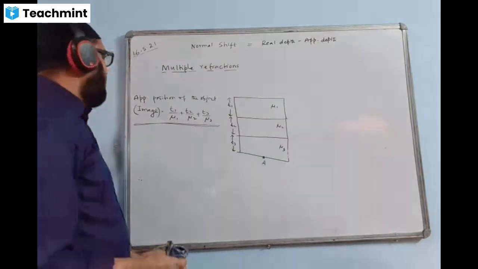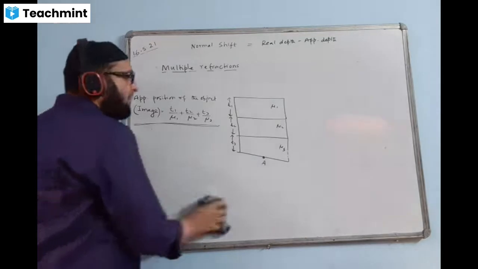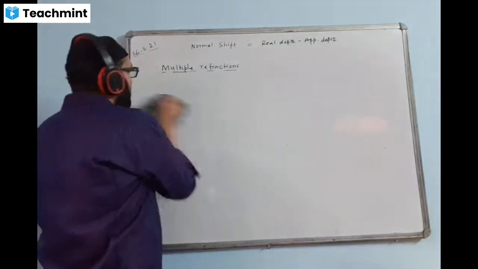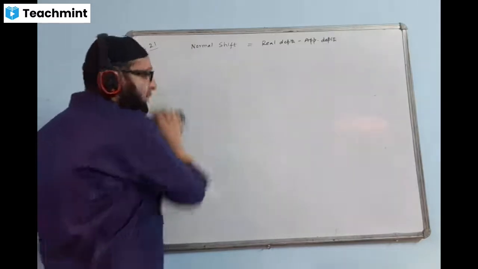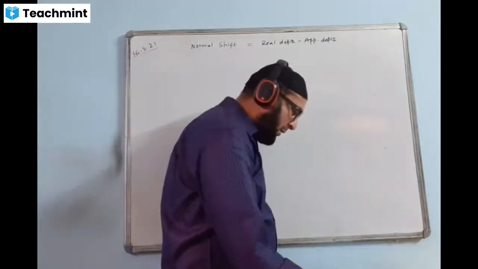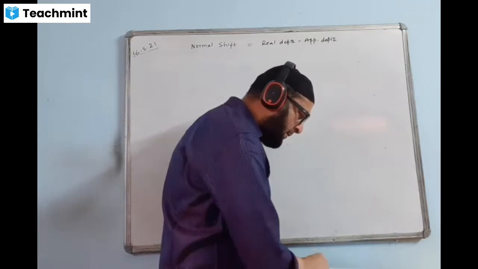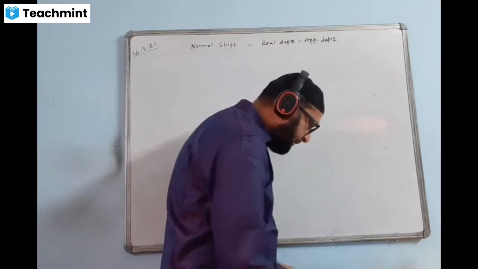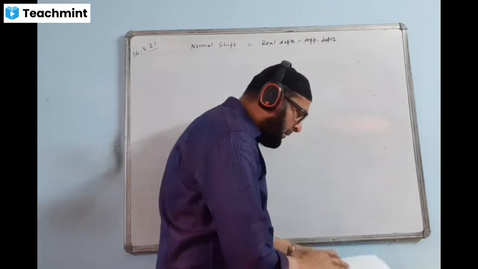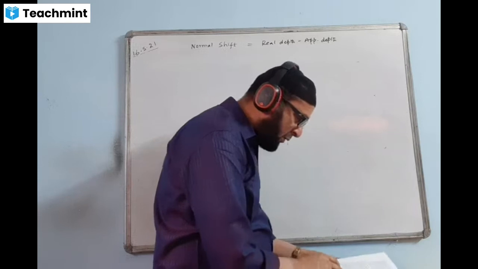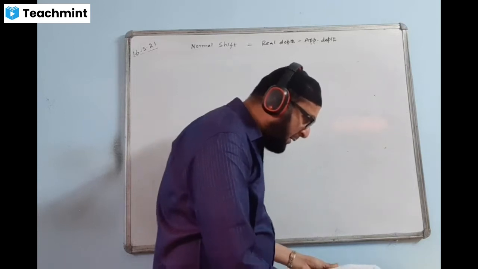Okay. Now, the theory part of this chapter is over. We have to do some problems on real depth and apparent depth. Some problems we are supposed to do now. You can write down the question. This is also a previous year ISC question.